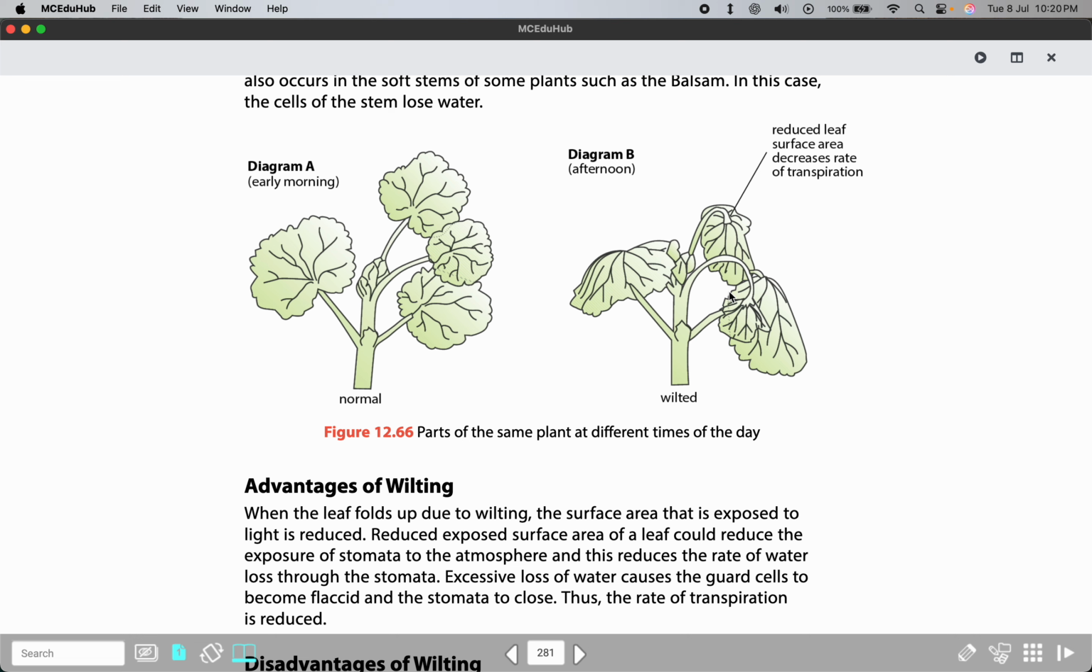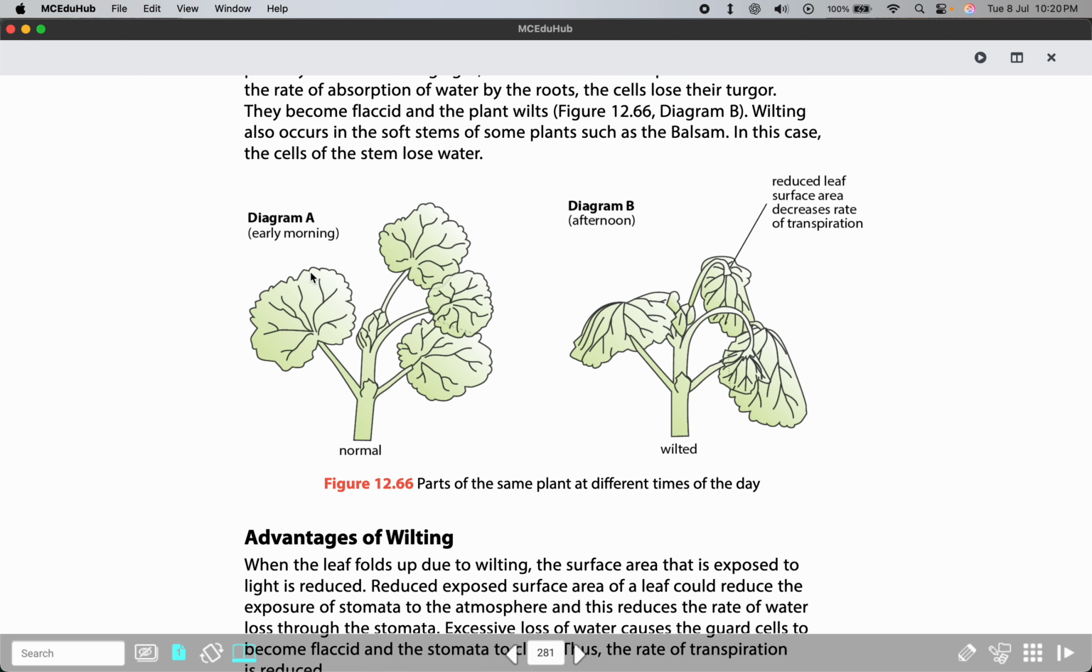When it's too hot, they can wilt. When it's not too hot, it's a nice temperature, early in the morning with enough sunlight, they can become more turgid, and then they can absorb more sunlight.